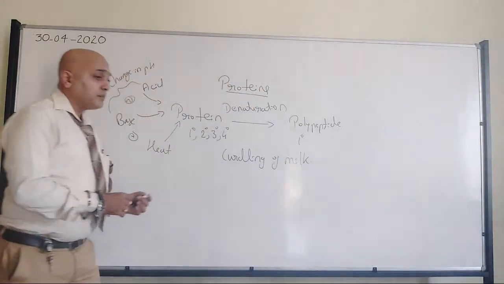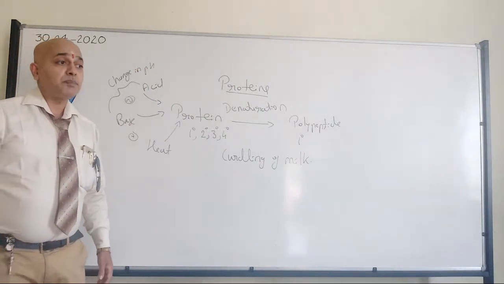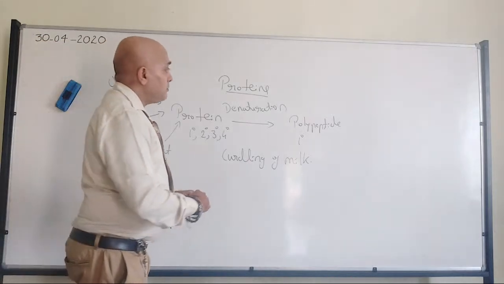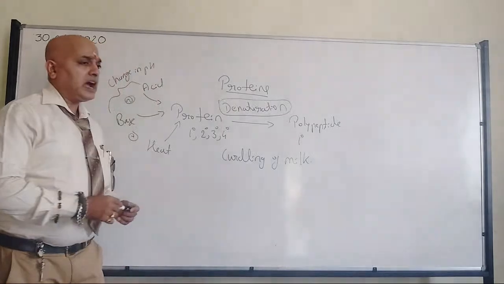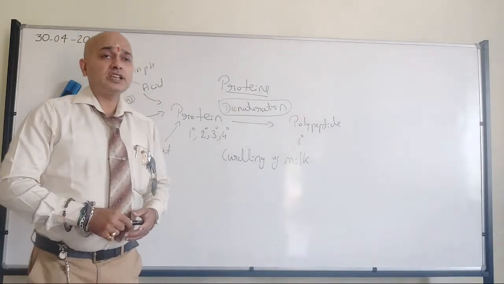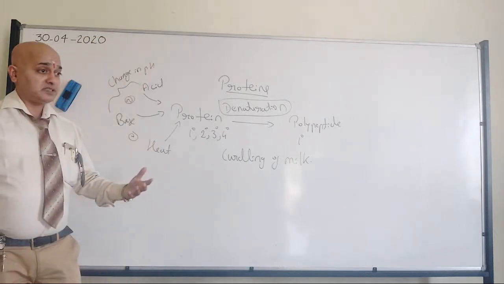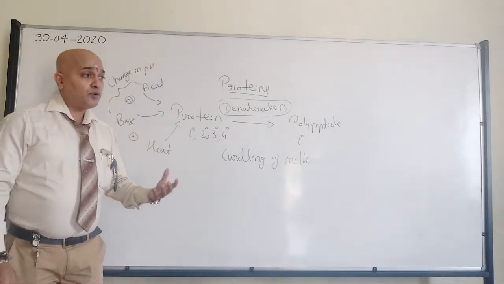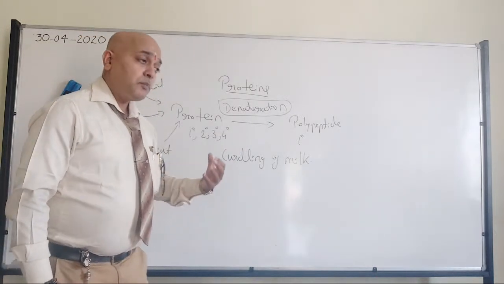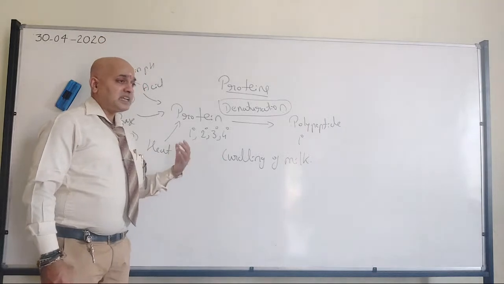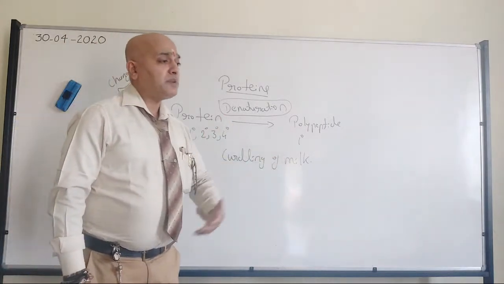Curdling of milk. So that's where we have the very good example for denaturation. Important term. Right? So if someone asks you, what is denaturation? What are you going to tell? Denaturation is a process where a protein will lose its secondary, tertiary or quaternary structure and it will have only primary structure.